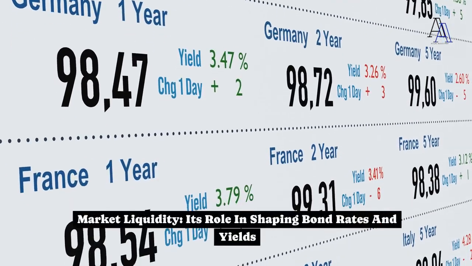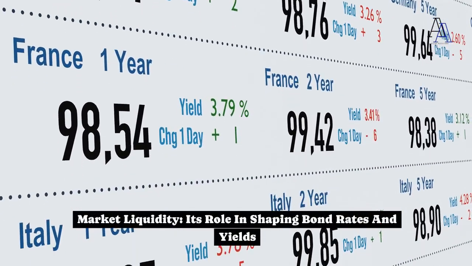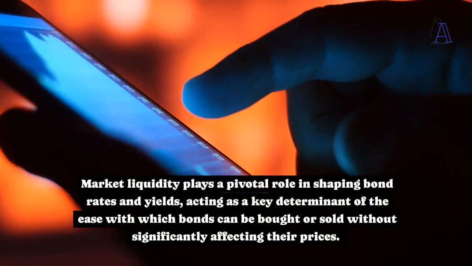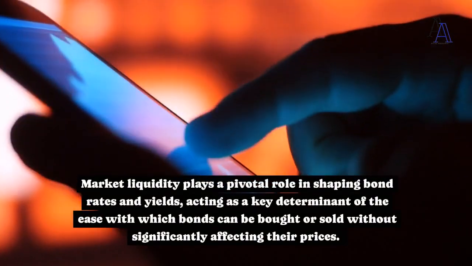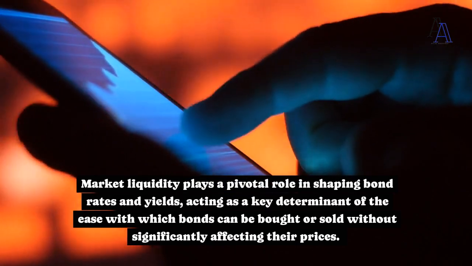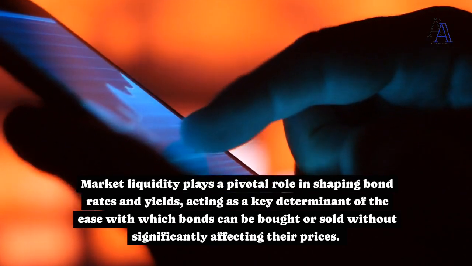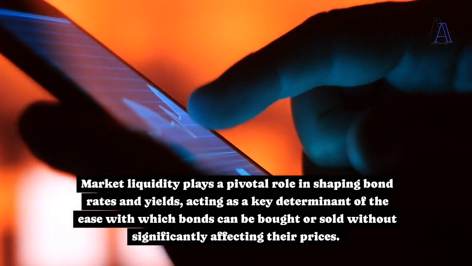Market liquidity. Its role in shaping bond rates and yields. Market liquidity plays a pivotal role in shaping bond rates and yields, acting as a key determinant of the ease with which bonds can be bought or sold without significantly affecting their prices.